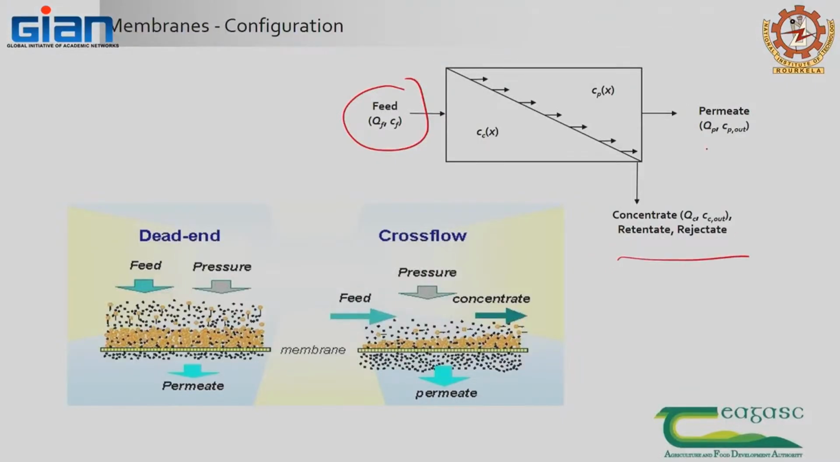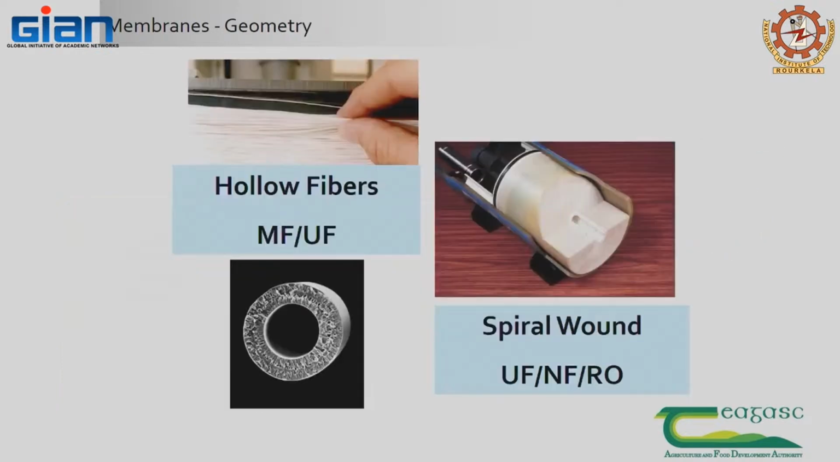Now, here again some of the calculations are there: what is the feed, what is the performance of the membrane, how much permeate is coming in, and what is expected. Dead end flow or cross flow, the simple configurations here for membranes. So, again hollow fiber, microfiltration, ultrafiltration, and these are some of the fibers which are used for membrane.